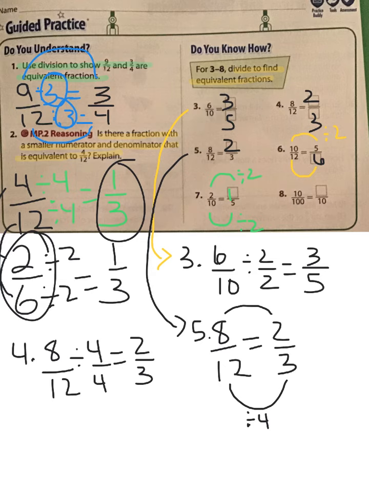And then for our last one, we are going from 100 to 10. And so they divided by 10. So I just have to divide the top by 10. And 10 divided by 10 is 1. So number 8, you should have gotten 1/10.